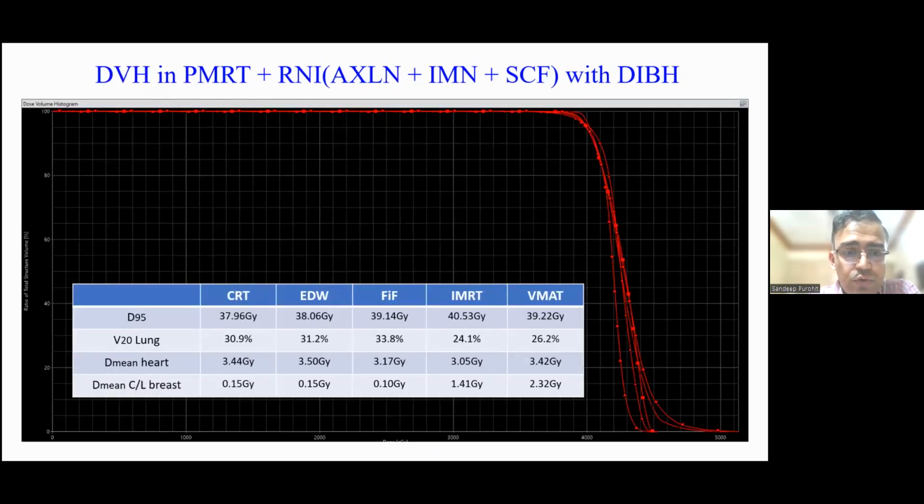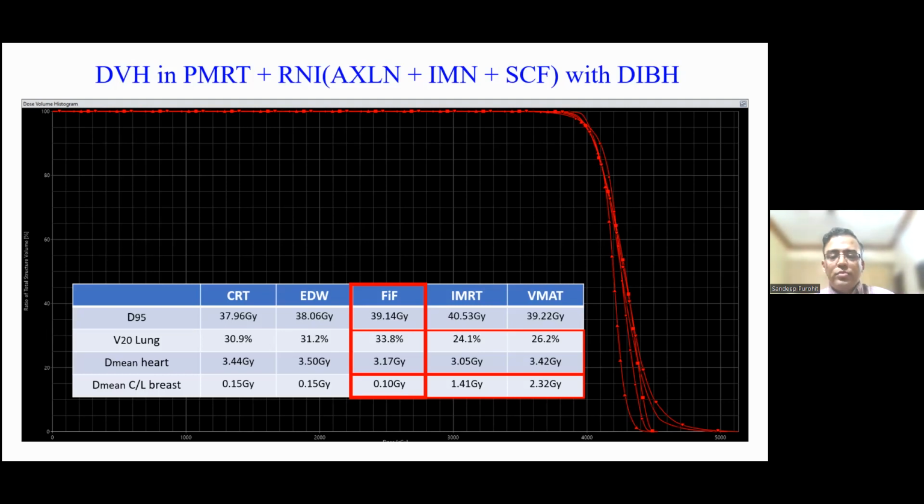So in this patient also, the V20 of lung and D mean of heart was less in these 3 arms, field in field, IMRT, and VMAT, and the dose to the contralateral breast was higher in the IMRT and VMAT arm. So in such patients also, we do field in field in post-mastectomy patients. But then again, our institutional protocol is field in field with DIBH in all such patients.